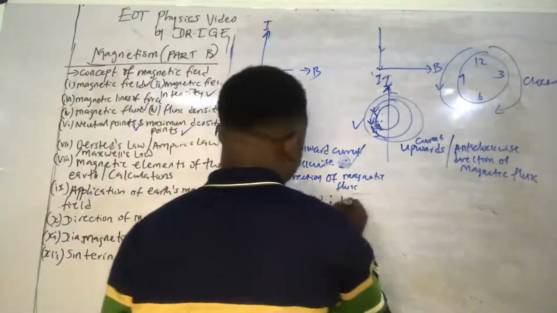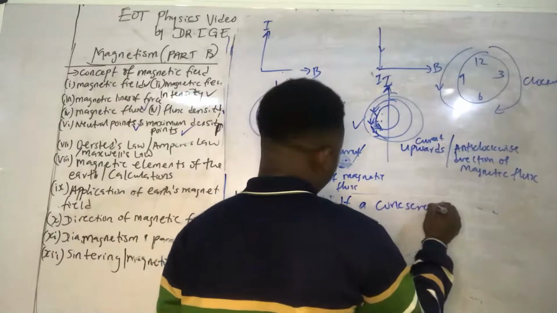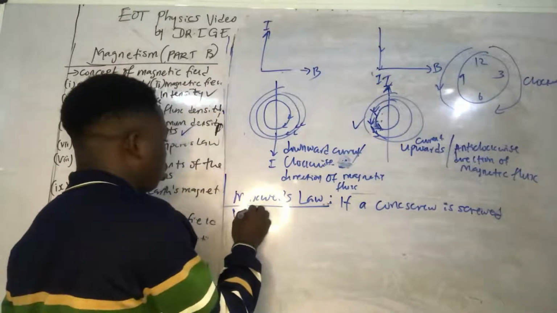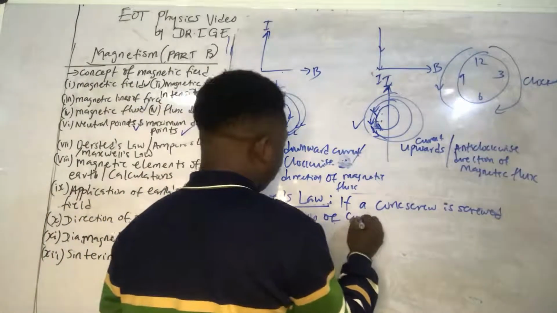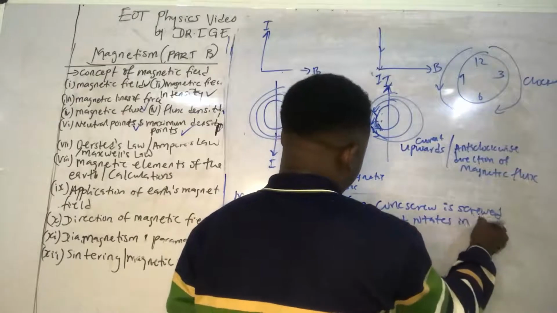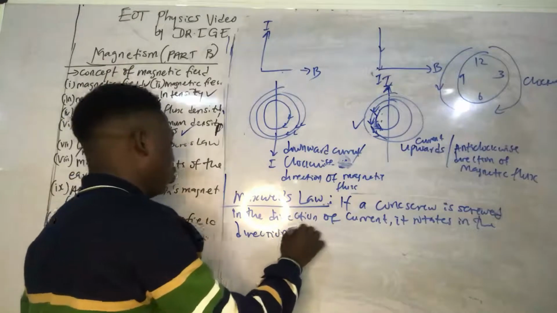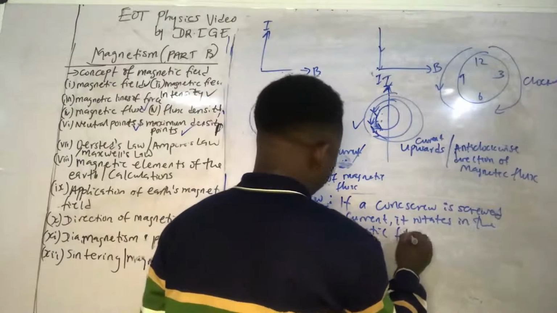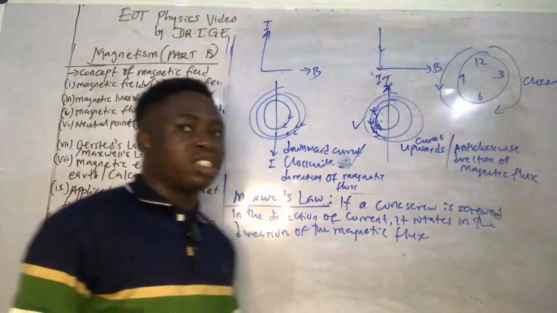And this law states that if a corkscrew is screwed in the direction of current, it rotates in the direction of the magnetic flux. Actually, for O level, there are no deep questions, or they don't really touch this aspect of this. Okay, so that's just it.